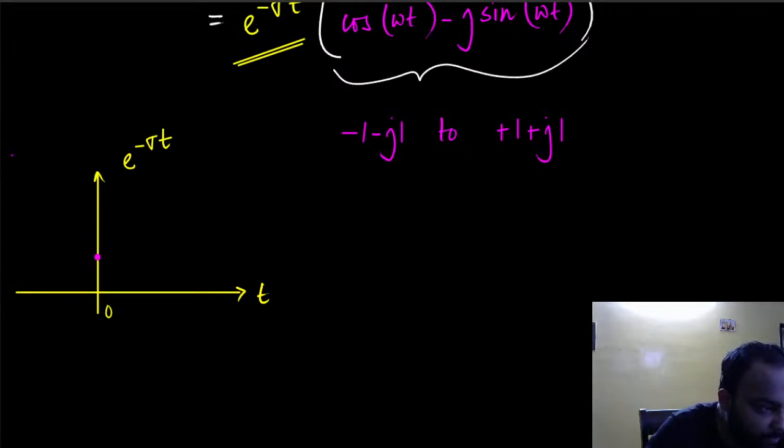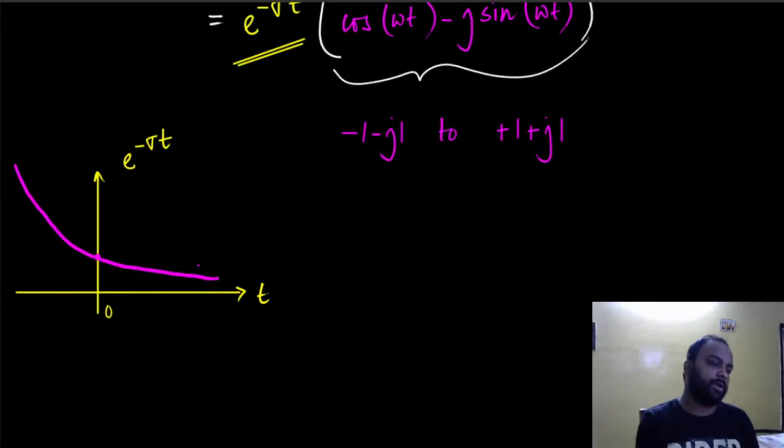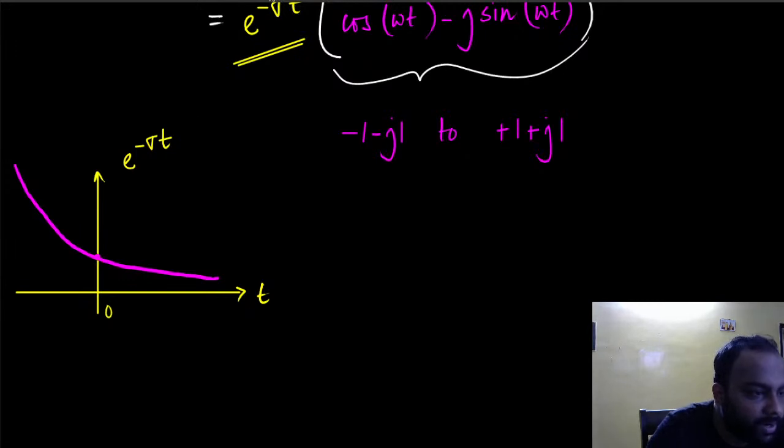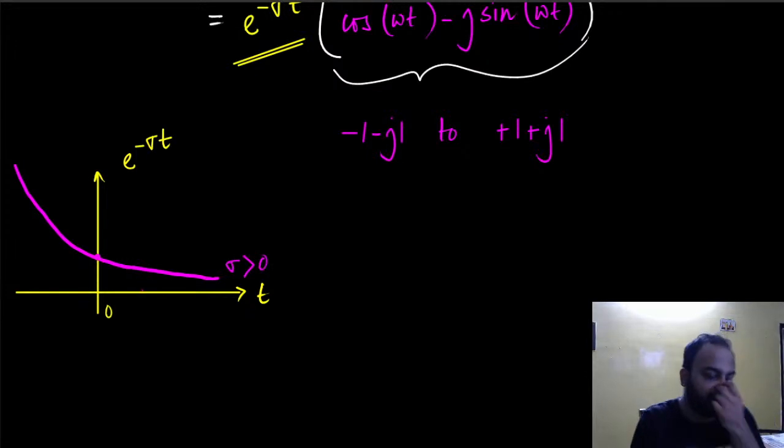So this plot looks like this one, right? So this is what happens when I have sigma greater than 0. So this one is for sigma greater than 0, right? Something like that, right?